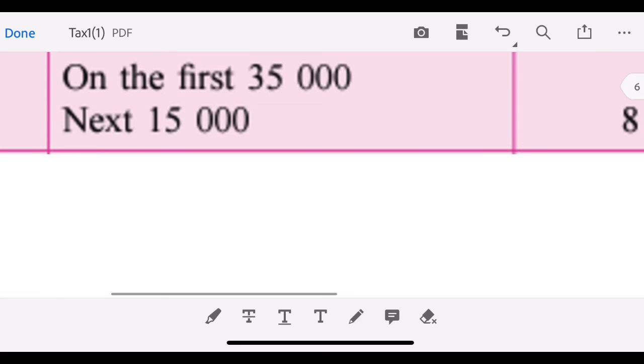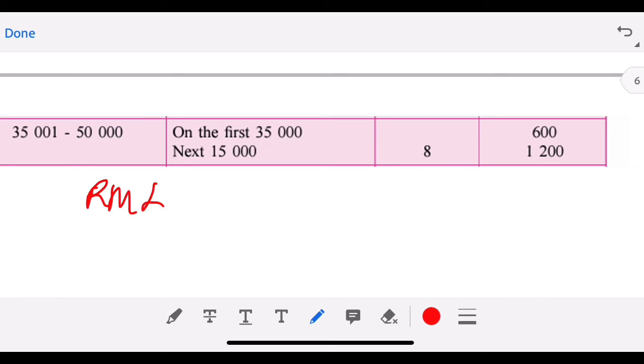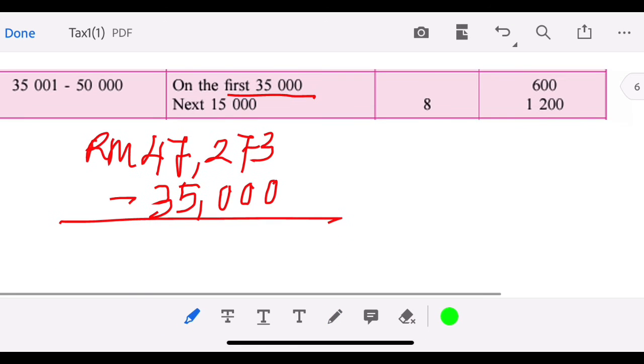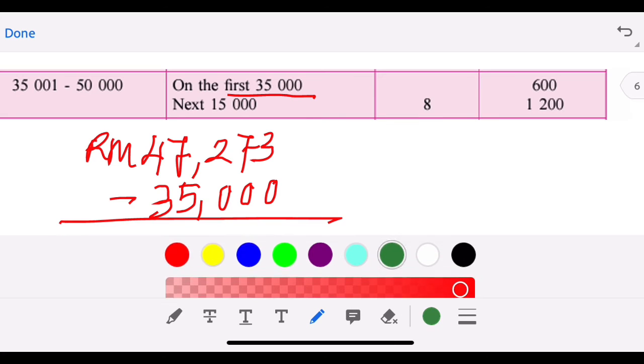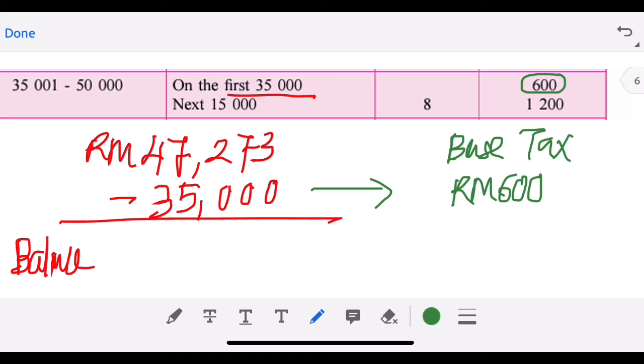So let's refer to the table. Now we are going to write down the steps. For RM47,273, for the first 35,000, we have to minus out the 35,000. The balance here, we have to calculate later. For the first 35,000, the base tax is Ringgit Malaysia 600, right? So we copy down the amount 600, and then for the next balance, we need to calculate the balance.